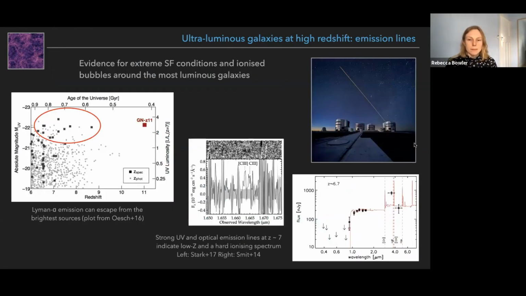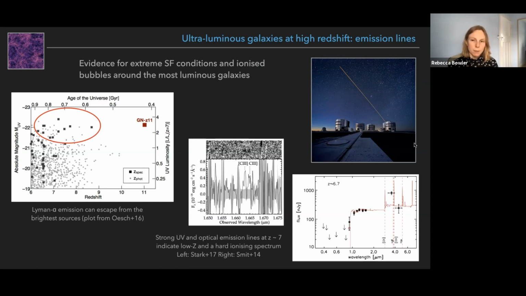I think I'm going to mainly skip this slide, but I just wanted to highlight that there are spectroscopy results. I've mainly based my talk on the photometry results because this is mostly what we have, but there are results from ground-based telescopes where they've looked at the spectra of high redshift sources.